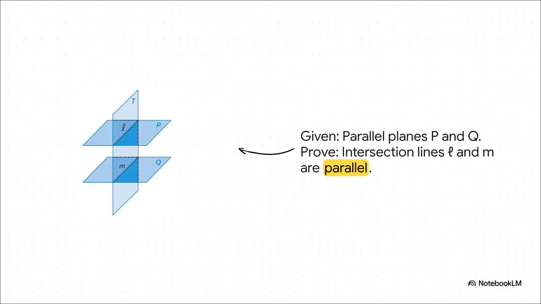Okay, here's the setup. We're given two planes, P and Q, that are perfectly parallel to each other. Then a third plane, T, comes along and slices through both of them. Where it cuts through, it creates two lines, line L and line M. Our mission is to prove that line L and line M have to be parallel to each other. Now, a direct proof could get tricky, but an indirect proof makes this a piece of cake.